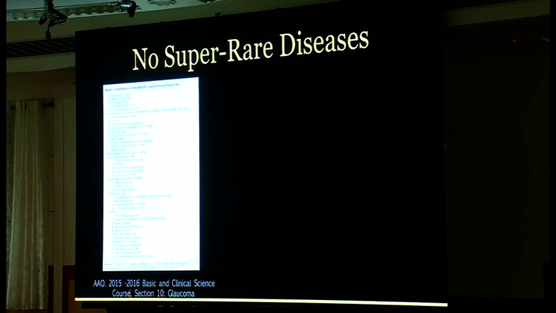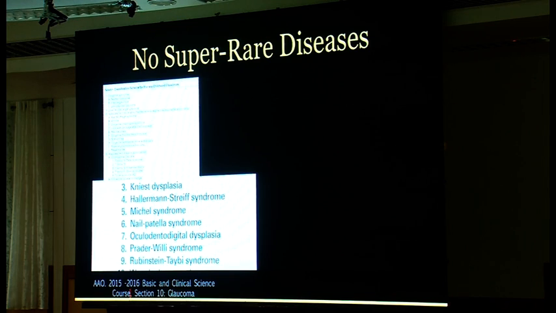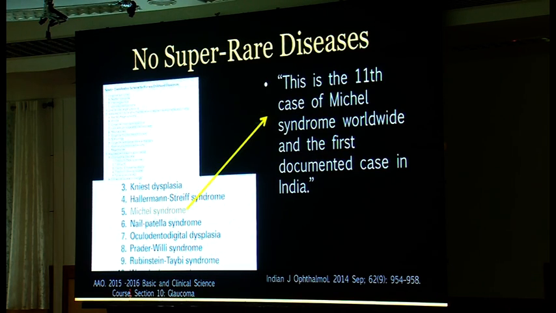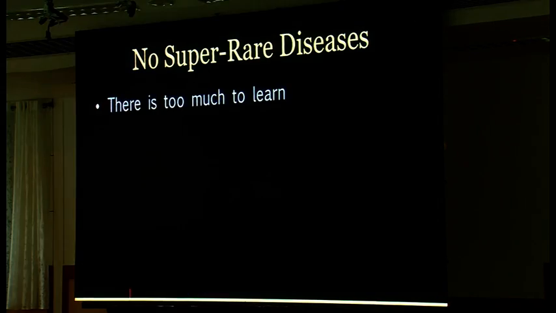So as I was looking at this, here is a table from the BCSC book in the glaucoma section, and this is the differential diagnosis of diseases associated with primary congenital glaucoma. There's Michael's syndrome, so I'd never heard of Michael's syndrome, so I looked it up, and the most recent reference was to the 11th case of Michael's syndrome ever reported in the world, and the first case in India. So I'm thinking my resident doesn't need to know that. They don't need to memorize Michael's syndrome, and hopefully no one will ever test them on that.